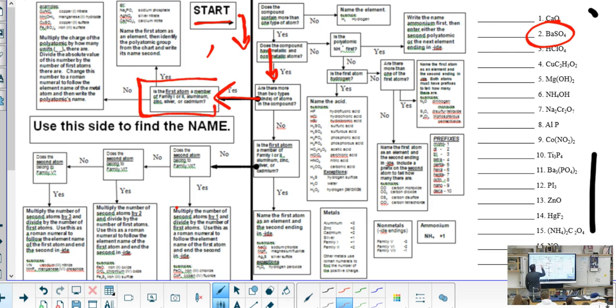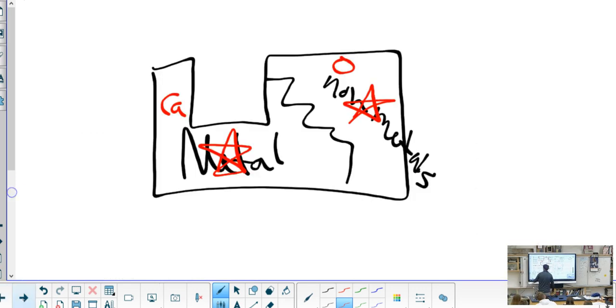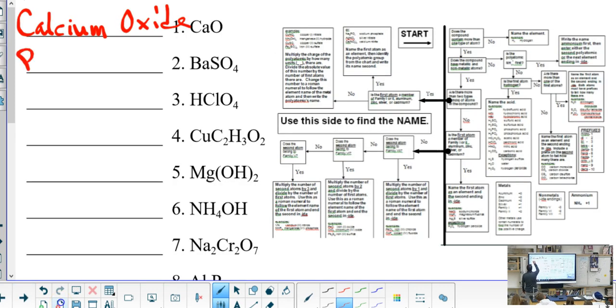Is the first atom a member of any of those? Yeah. Barium is in family 2. So we go up, and it says, name the first atom as an element, then identify the polyatomic group from the chart and write its name second. So here we go. What's the metal called? Barium. And then what's SO4? Sulfate. Barium sulfate.